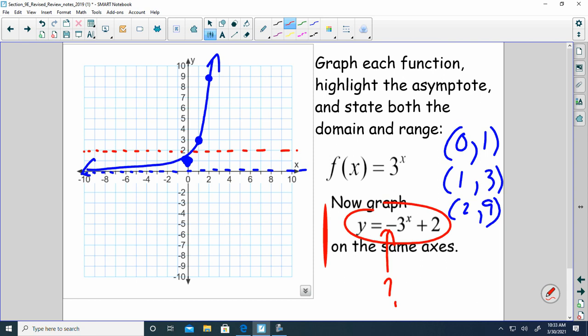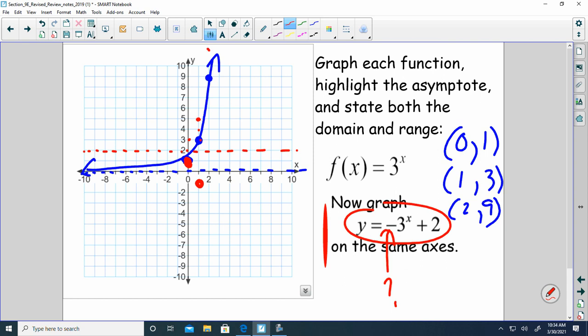But what did our asymptote change to? 2. Okay, watch. Ready? I'm going to go up 2. How far above the asymptote am I at right there? 1. It's going to flip over the asymptote. I'm going to go up 2. How far is this from the asymptote? 1, 2, 3. So it's going to flip over. 1, 2, 3.